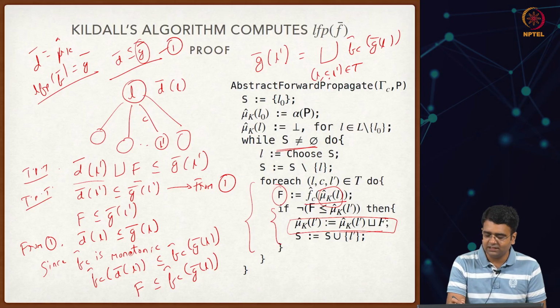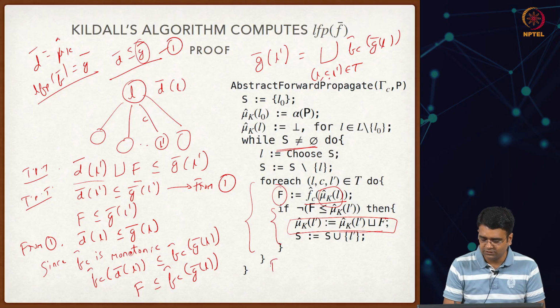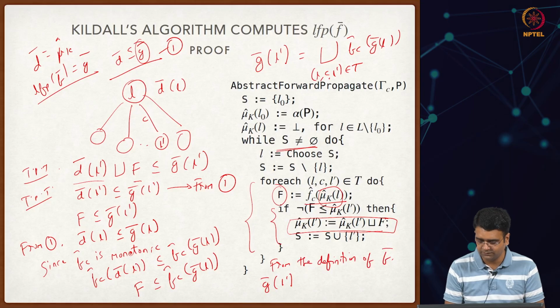So now you can directly see the required result. What we need to show is that, so we know that f is less than or equal to f at C of g bar at L, and I know that this g bar of L prime is the least upper bound of this f at C of g bar of L, which means it's also an upper bound. So from the definition of f bar, we get that g bar at the location L prime is greater than or equal to f at C of g bar at L.